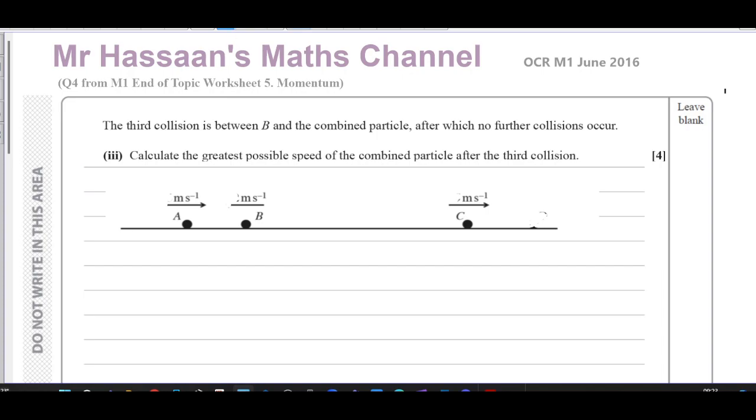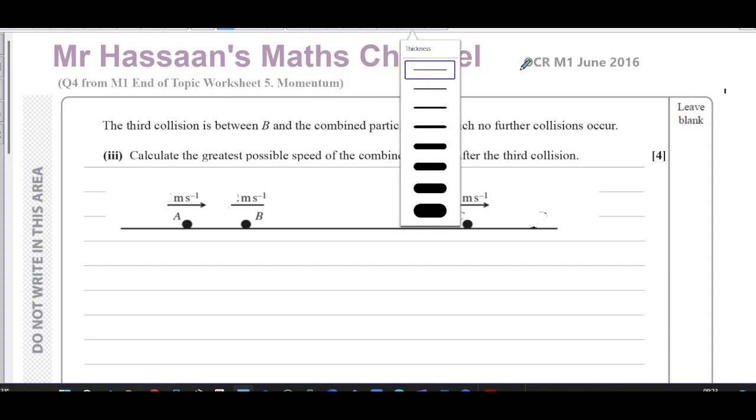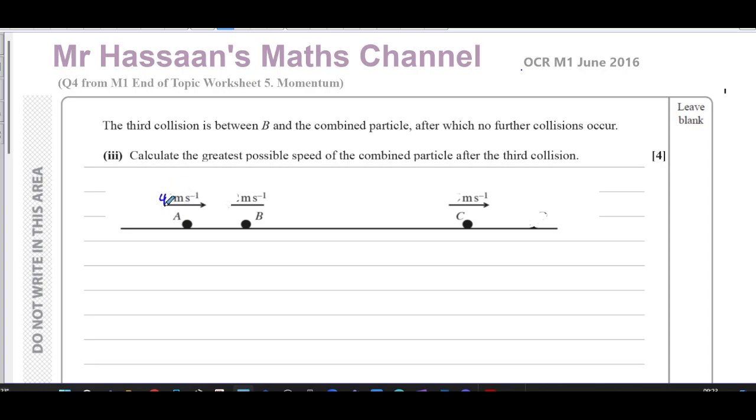So after A and B collided, A was going at a speed of 4 meters per second this way. And after B and the combined C and D, this is C plus D, collided, B was going at a speed of 6 meters per second this way. And this was going at, after C and D collided, sorry, this was going 3.75.